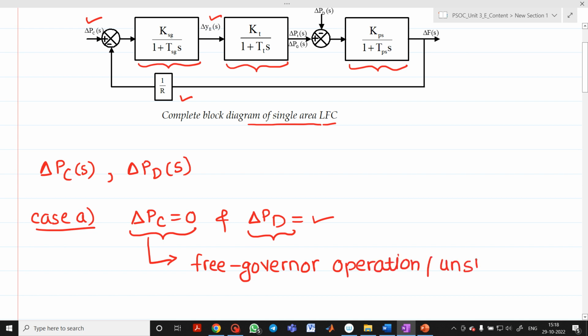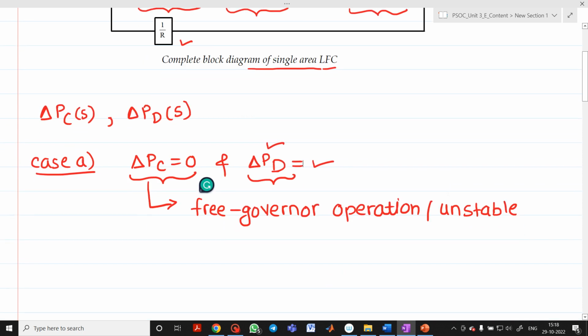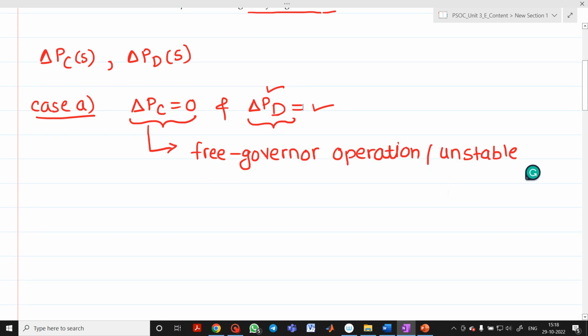Why is it called unstable operation? Because here there is no control over the change in the load demand. Even though your load demand is increasing or decreasing, there is no change in the speed changer setting, or we can say there is no governor control. That's why it is called free governor operation, or we can say unstable, because the load is changing, increasing or decreasing, and there is no control over the speed changer setting.